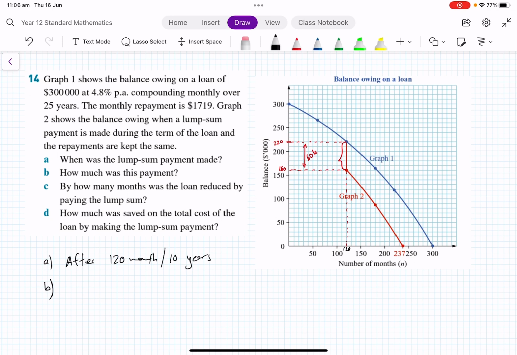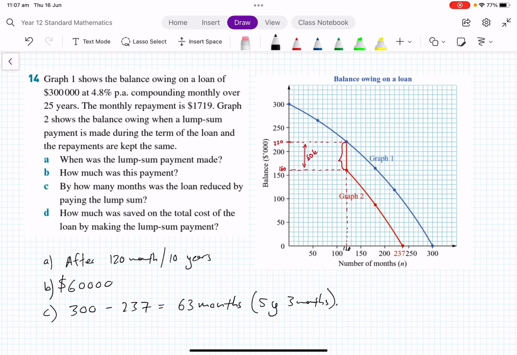So how much is the payment? $60,000. You put that into your loan. Again, not a bad idea. Look how much it reduces. By how many months was the loan reduced by paying the lump sum? Well, it's reduced by 300 minus 237, which is equal to 63 months. That's over 5 years. 5 years and 3 months.